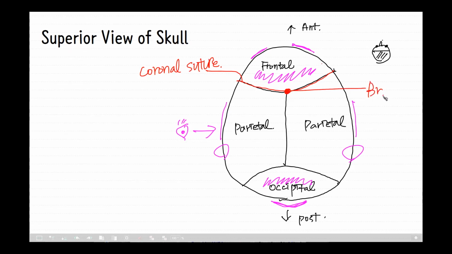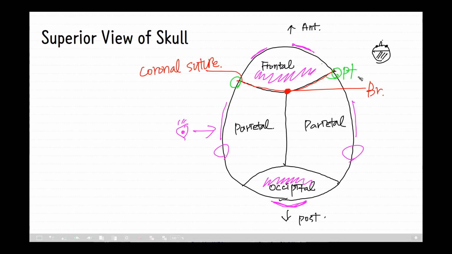And the coronal suture descends across the calvaria and projects inferiorly until it meets the junction between the greater wing of the sphenoid bone and the squamous temporal bone at the pterion. Around here and here there is a pterion.